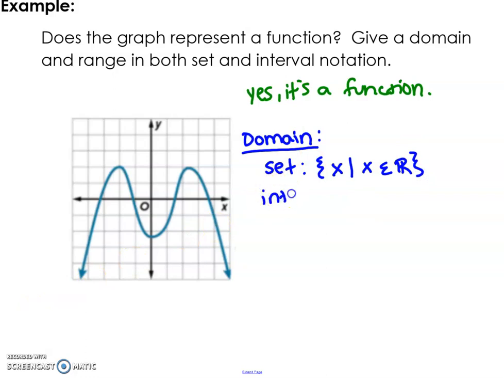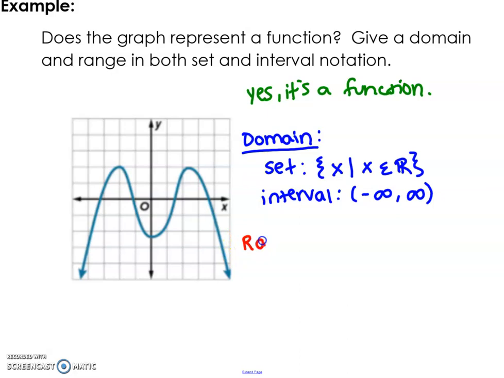If I were to write this now in interval notation, okay, since all real numbers is going from negative infinity to positive infinity, we know that we cannot include infinity, so we're going to have a parenthesis, negative infinity, comma, infinity, close that parenthesis. So that is for our domain.